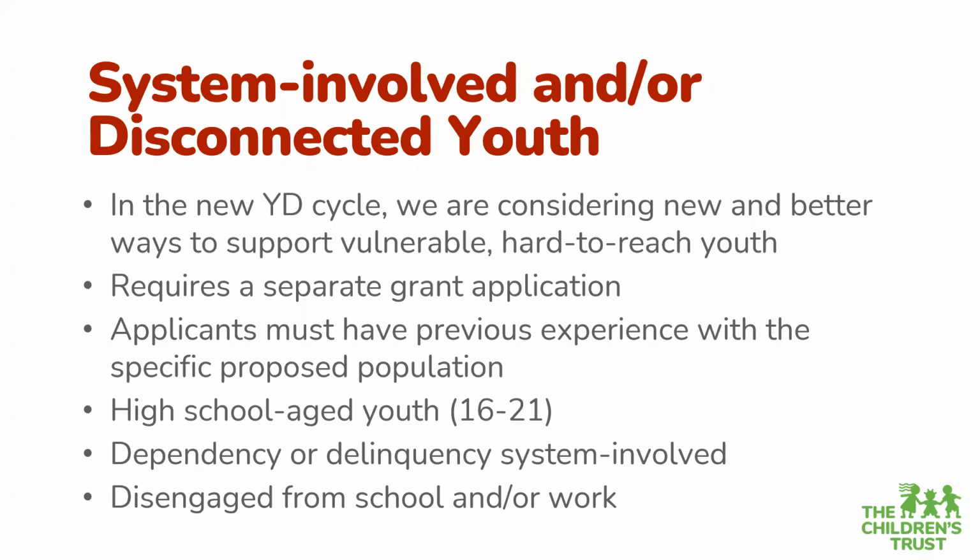And an important component of this is that applicants must have previous experience with serving this specific proposed population. The population is high school age youth from 16 to 21, and they're either in the dependency or delinquency system involved, and as well as they're disengaged from school and or work. So again, when thinking about this application and applying for this, it's important to keep in mind that that previous experience, what that looks like can be, of course, included in the application, but it is an important component of applying for this.